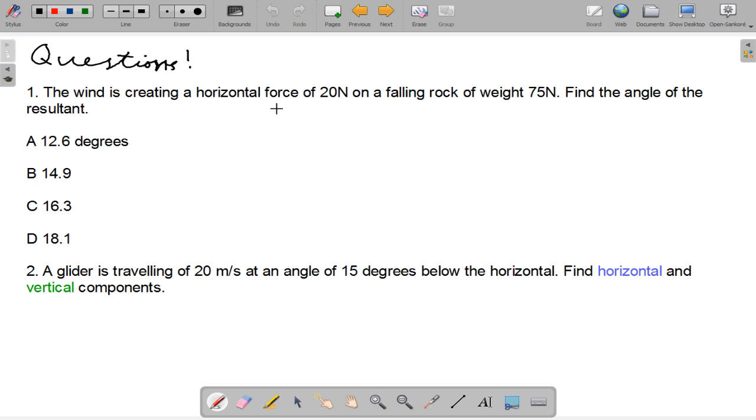So if you look at this question, the wind is creating a horizontal force of 20 newtons on a falling rock of weight 75 newtons. Find the angle of the resultant. And a glider is travelling 20 meters per second at an angle of 15 degrees below the horizontal. Find the horizontal and the vertical components. So I'll let you have a go, and if you're stuck, come back and have a look at the answers.